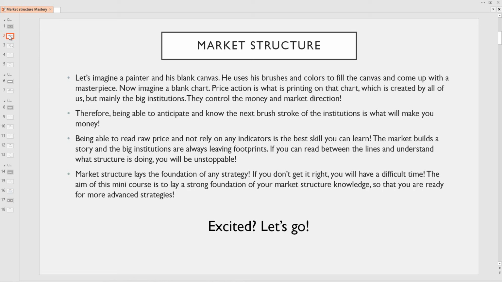All right. So the aim of this mini course is to lay a strong foundation of your market structure knowledge so that you're ready for more advanced strategies. So right now we are going to lay out the foundation. Are you excited? I'm sure you are. Let's see what we have.